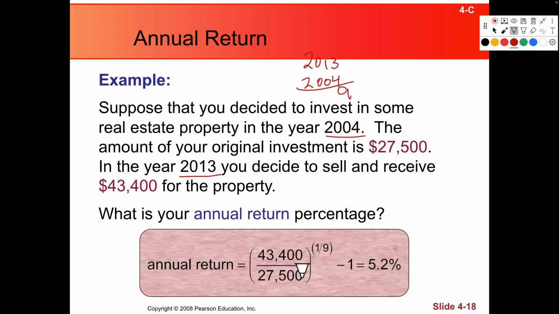And again, we'll just use this other formula, 43,400, which is the future value, divided by the present value, and then raised to 1 over the number of years. So it was 9 years, 1/9. Then you subtract 1. We find that that is an annual return of 5.2%. Not as exciting as 57%, but it's accurate. This is something we could compare to other investments because it's an annual rate.